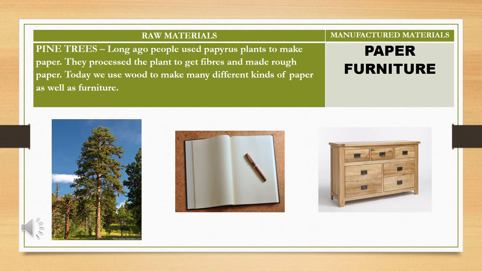Have you ever wondered where paper comes from? Trees such as pine and eucalyptus are cut down and processed to make paper. Wood from trees is also used to make furniture. The raw material is the wood or tree, and the manufactured materials are paper and furniture. Long ago, people used papyrus plants to make paper. They processed the plant to get fibers and made rough paper. Today, we use wood to make different kinds of paper as well as furniture.